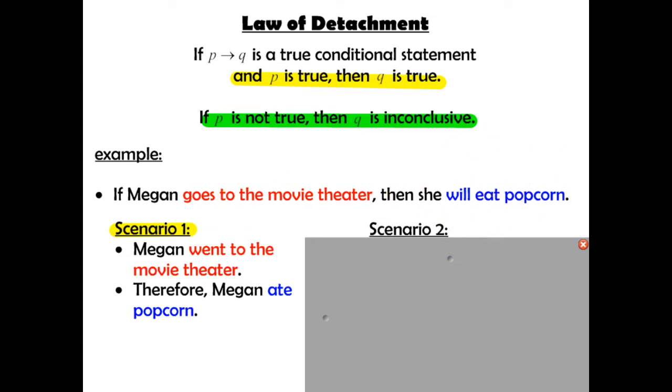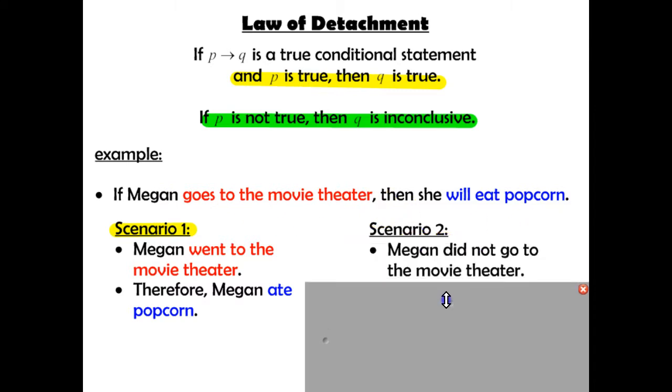Now this is where the second scenario is going to get a little trickier. Okay, so we're still going off that same statement. If Megan goes to the movie theater, then she will eat popcorn. Now, the fact I'm going to give you is that Megan did not go to the movie theater. So this is where P, the first part, is not true. She did not go to the movie theater. Therefore, initially, I know you're thinking you want to say Megan did not eat popcorn.